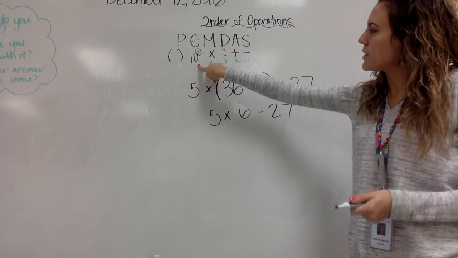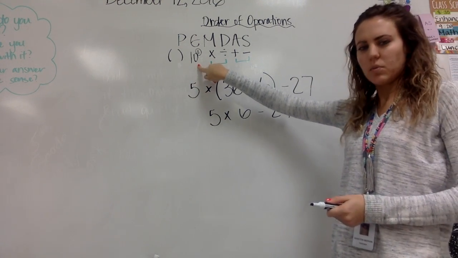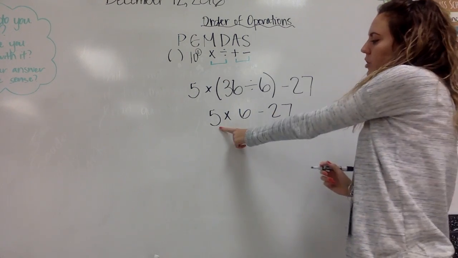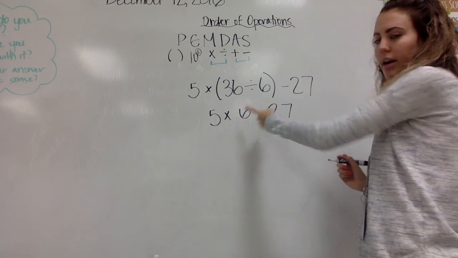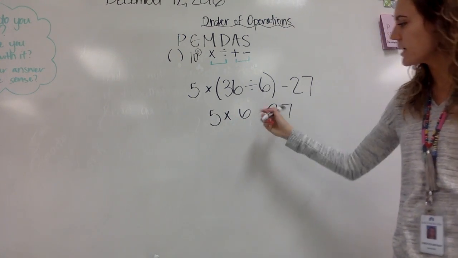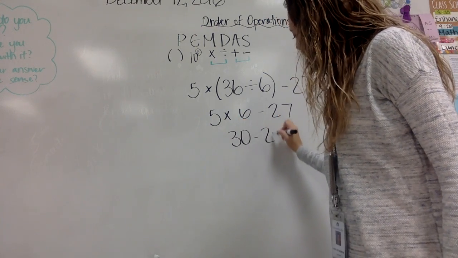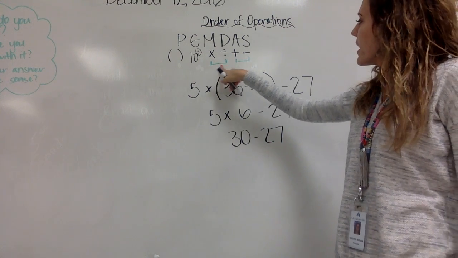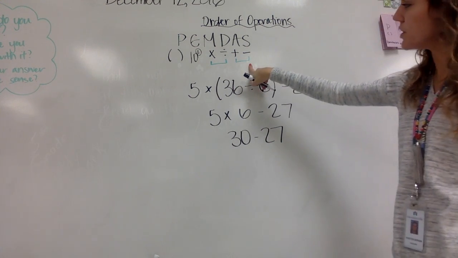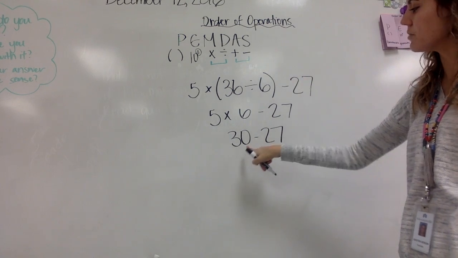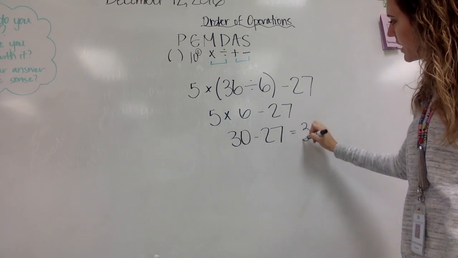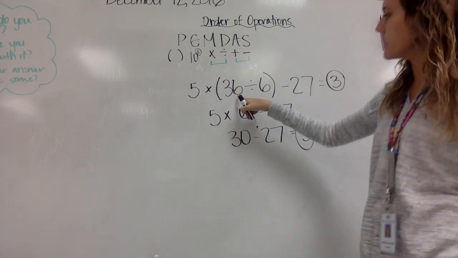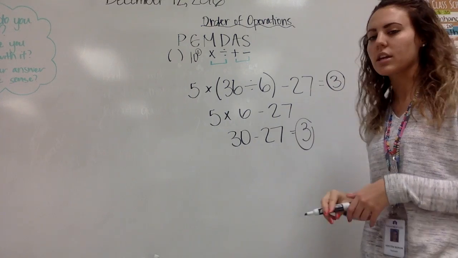The next step in order of operations is exponents, but again, I don't have any exponents, so I can keep moving. Now I have multiplication or division. Looking at my problem, I have a multiplication symbol, so I know I can solve that next. 5 times 6 is 30, and I'm going to copy down the rest of my problem. So I have 30 minus 27. And following the rest of my order of operations, I can do addition or subtraction, whichever one I see first. So I see subtraction, so 30 minus 27 is 3. So I know that using order of operations, 5 times 36 divided by 6 minus 27 equals 3.